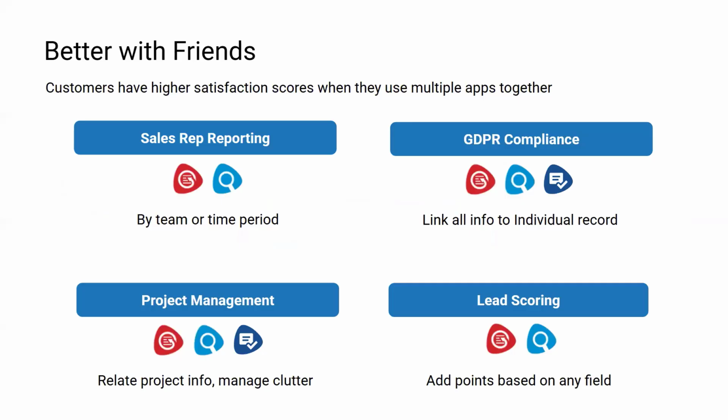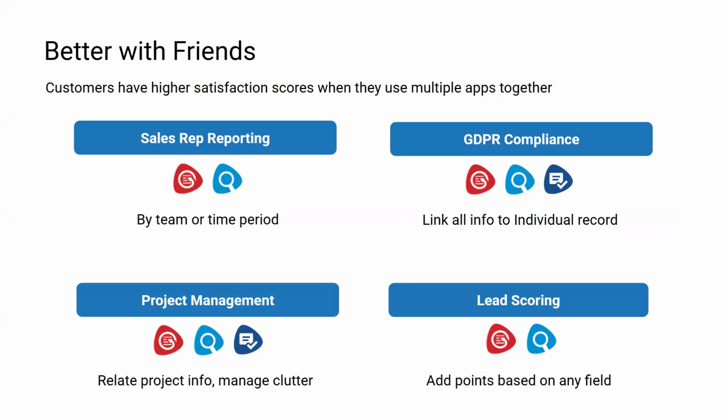While each of these apps are useful on their own, the whole is greater than the sum of their parts. Our customers even report higher satisfaction scores when they use multiple apps together. Here are some ways to use apps together for a greater effect. Sales rep reporting. Create sales rep reporting by first using Lookup Helper to link records together, such as leads and opportunities to an account. Then use Rollup Helper to roll up information such as closed won opportunities. You could even group information together by sales team or time period.